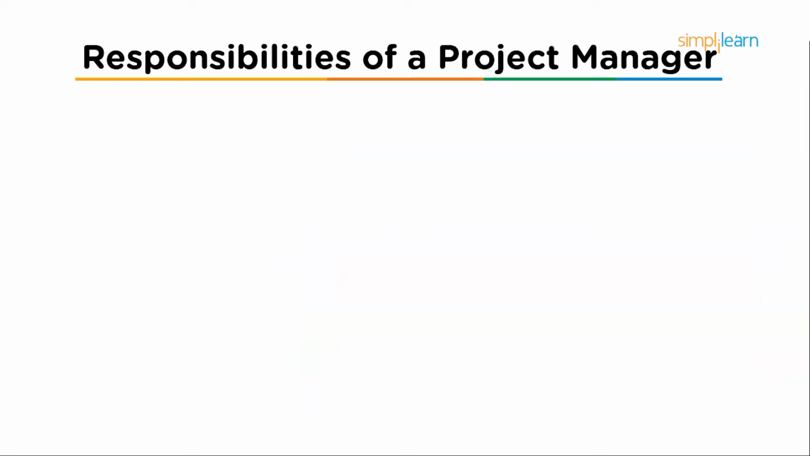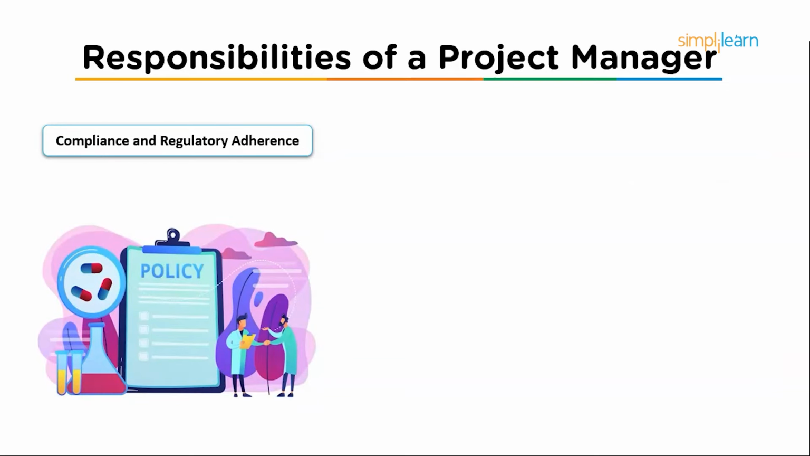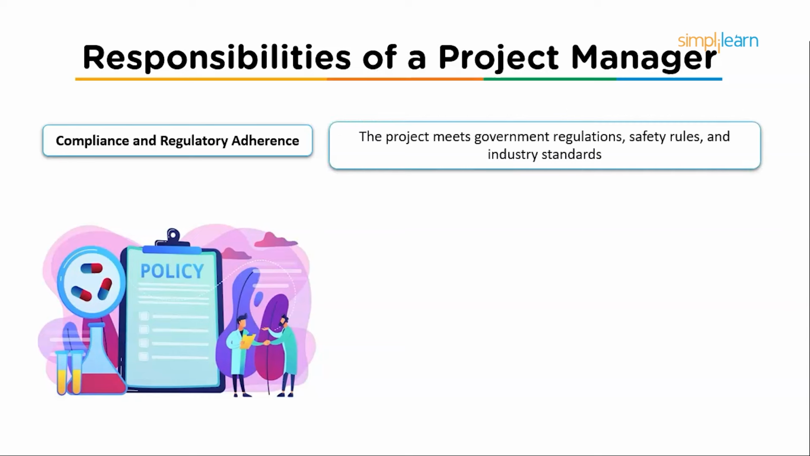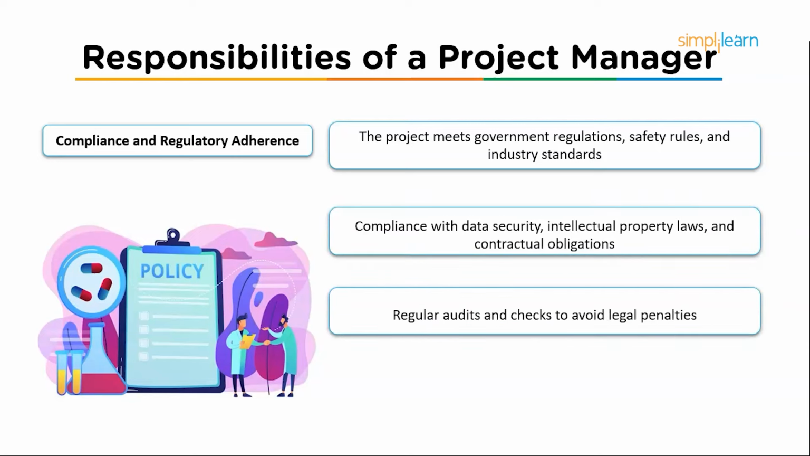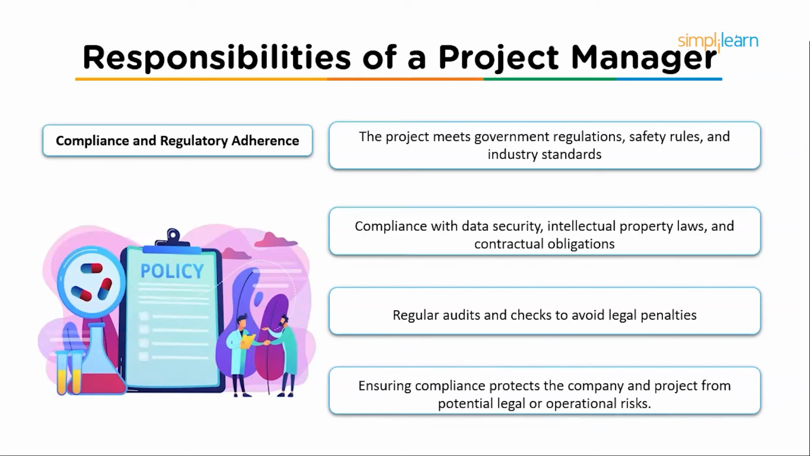So now moving on, we have compliance and regulatory adherence. Every project must follow legal and industry guidelines. The project manager ensures that the project meets government regulations, safety rules, and industry standards. Compliance with data security, intellectual property laws, and contractual obligations. Regular audits and checks to avoid legal penalties. He also ensures the compliance protects the company and the project from potential legal or operational risk.